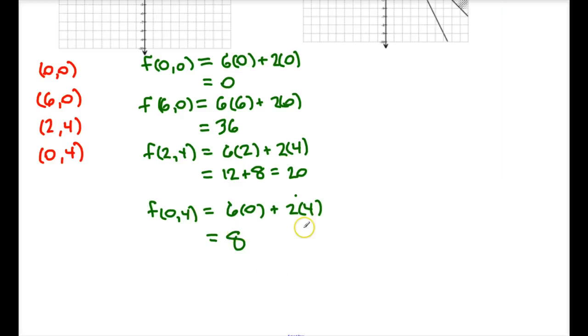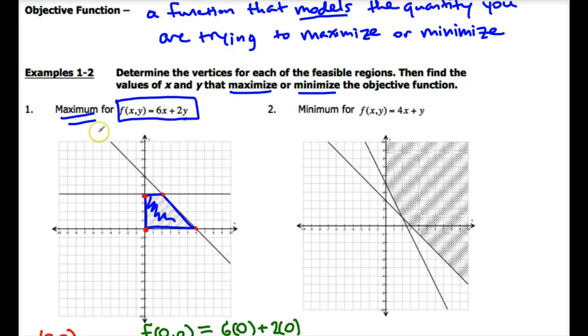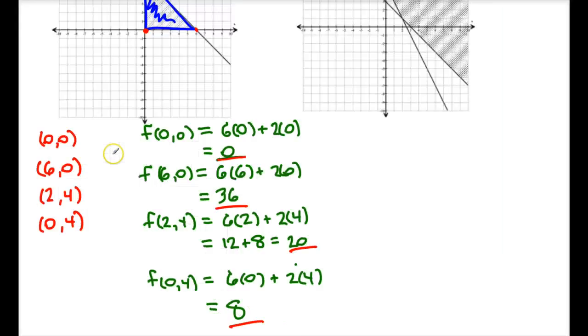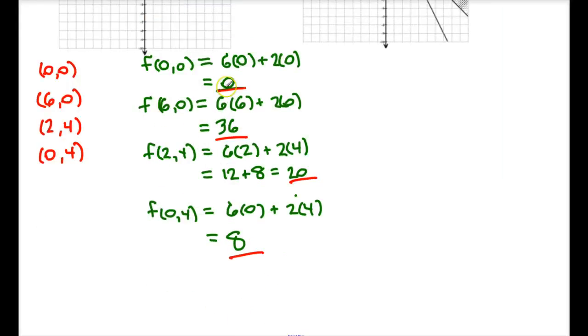Okay, so now I basically have 4 different values because I had 4 vertices. So using the vertice 0, 0, you get 0. Using 6, 0, you get 36. Down here 20, down here 8. And my job was to find the vertice that maximizes this objective function. I wanted to find the maximum value. Well, that's just going to be the largest of your 4 output values, and the largest of these 4 output values is 36.